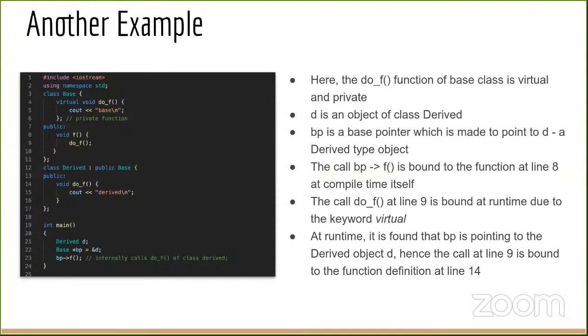Yes, sir. So that's because this will be happening at compile time, no? The binding. Yeah, that one will happen at compile time. But in this case, runtime polymorphism happens at the runtime.